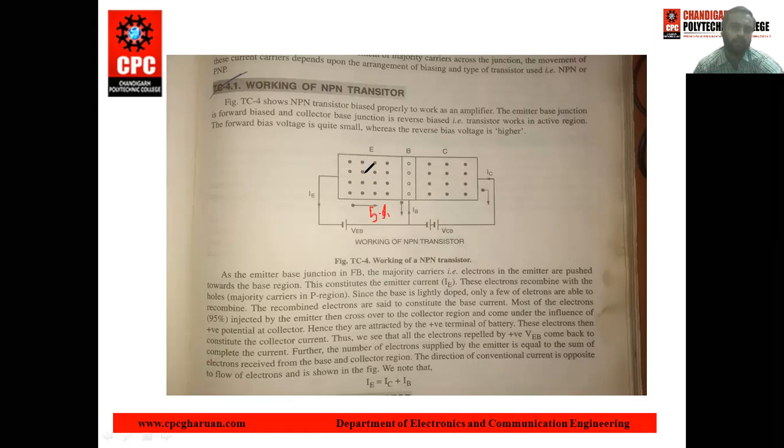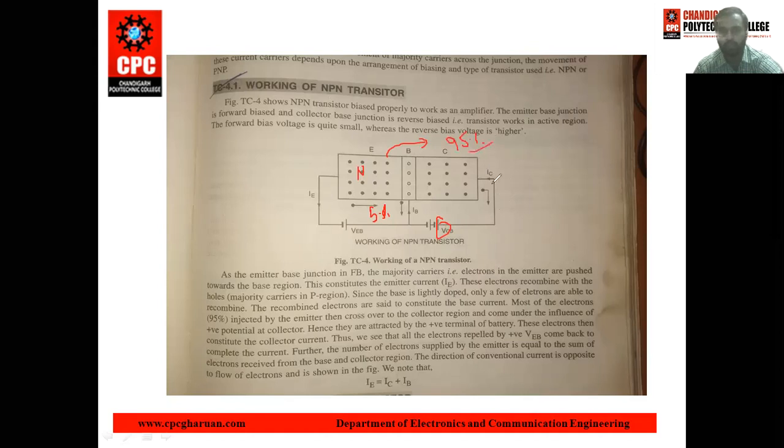The emitter has n-type semiconductors, so only 5% of electrons and holes recombine. The remaining 95% of electrons move to the collector side due to the polarity of this battery. Electrons are negatively charged, and this is the positive terminal of the battery, so negative charges are attracted to the positive terminal. Then 95% of electrons move to the collector side.